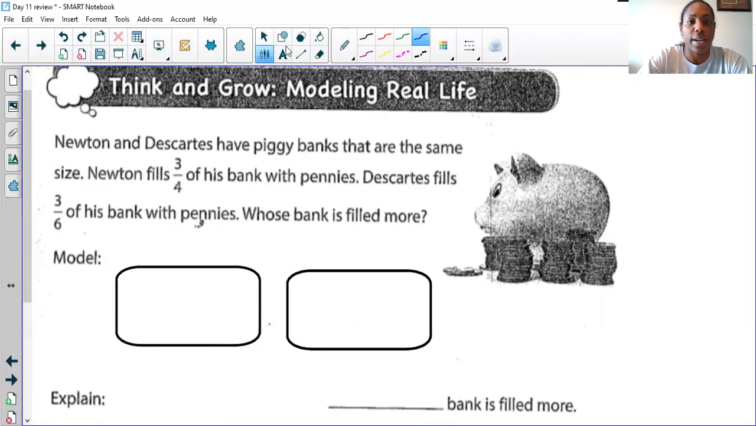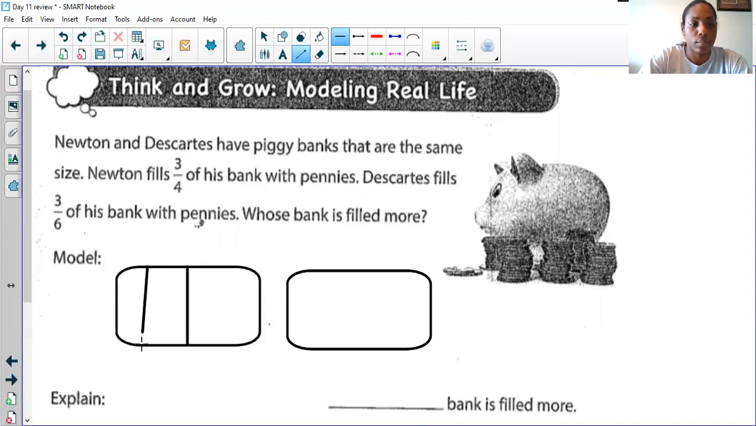So I would divide this into fourths for the first one. Probably grabbed the wrong shape, but I think you have the idea of what I'm trying to do. And then this needs to be divided into 3 parts. And this side needs to be divided into 3 parts.